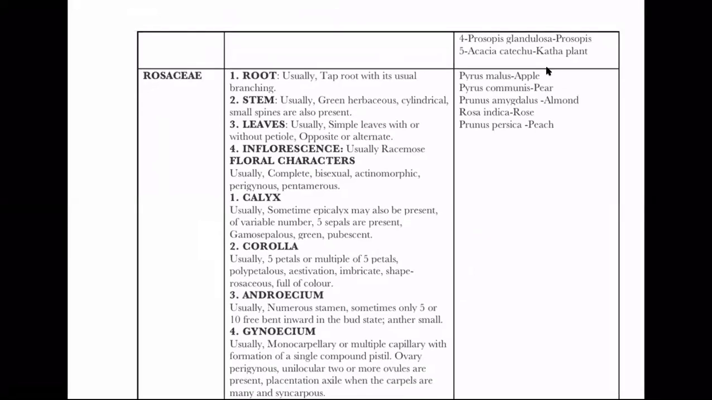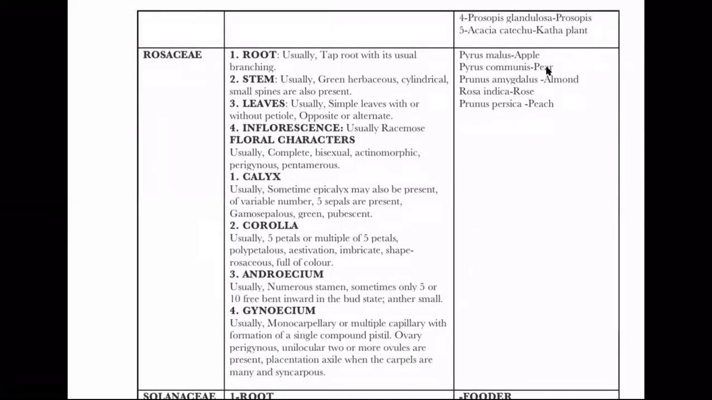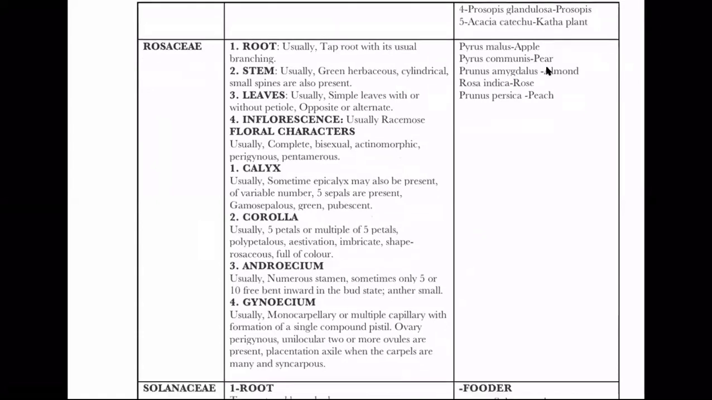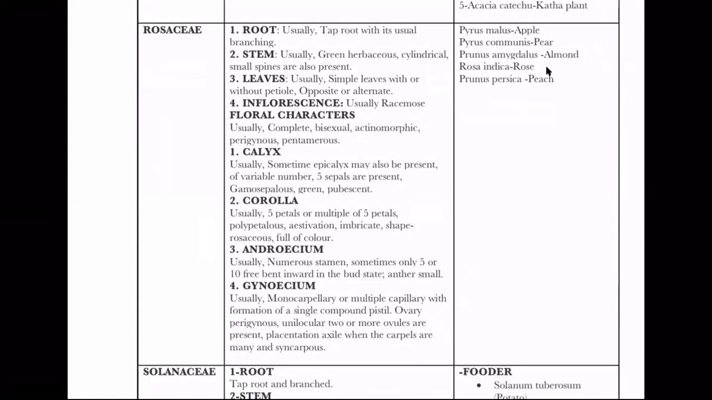Next family is the Rosaceae. ठीक है. Root is taproot. Stem is usually green, herbaceous. Cylindrical, small spines are also present. You remember rose कैसा होता है? ठीक है. Rose belongs to this family. Okay. Leaves are usually simple. Inflorescence is racemose, cymose. Two types के इसमें racemose होता है.